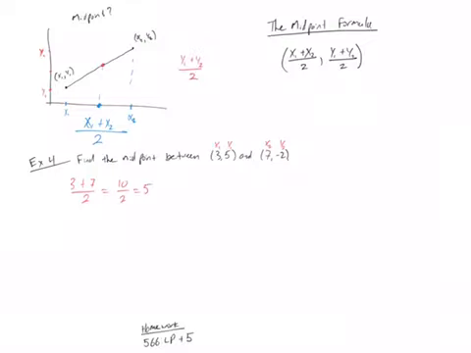And then let's find the y part. So y1 is 5. y2 is negative 2. So 5 minus 2 is 3. 3 over 2 is, if you wanted to leave it 3 over 2, 1 and 1/2. Or I'm going to go with 1.5, just because that's nice and easy. So the midpoint, the x-coordinate, is going to be 5. The y-coordinate is going to be 1.5.